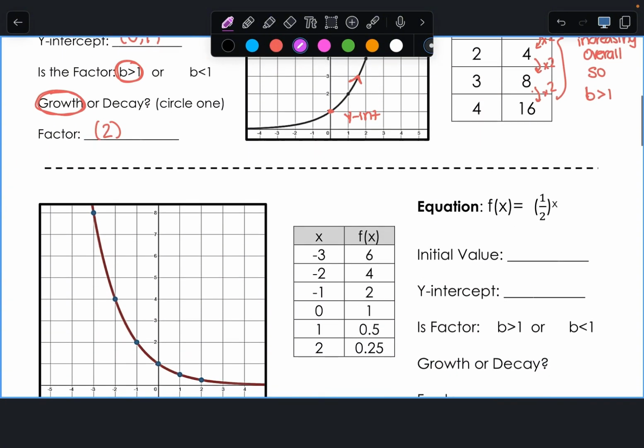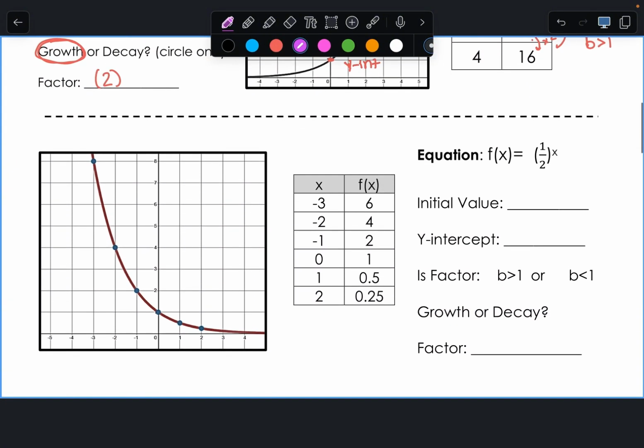Let's look at the second graph or the second equation. What's my initial value? All right, where do you see that? There's no number in the very beginning of the equation. Where else? On the chart, because 0, 1. Okay, we have our y-intercept literally on the table at 0, 1. Where else? On the graph. Your y-intercept is visible on the graph.